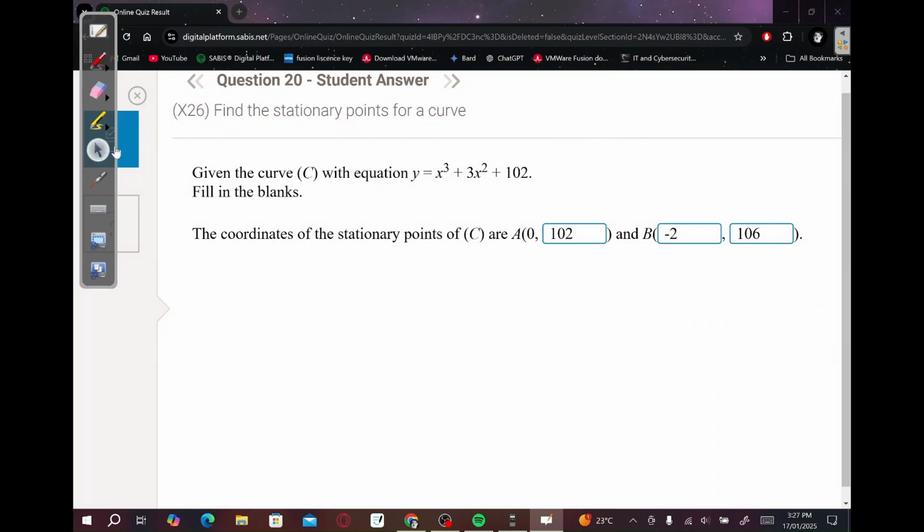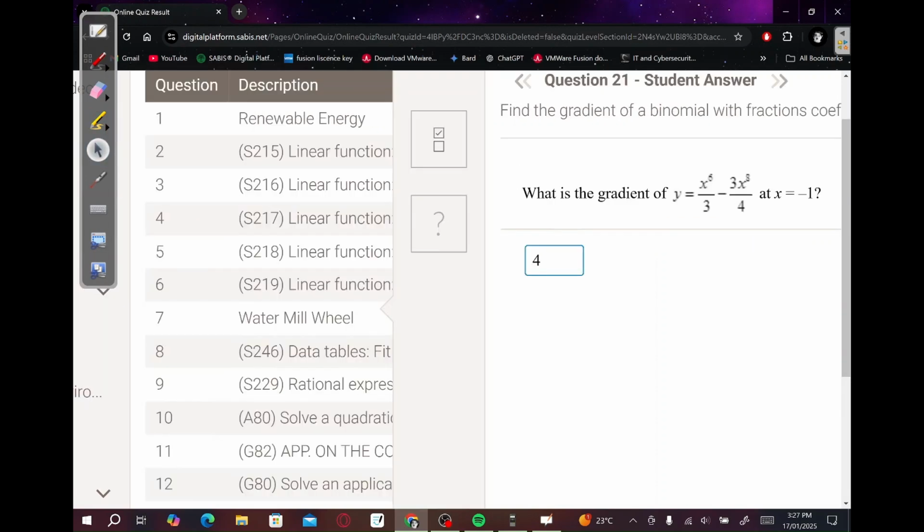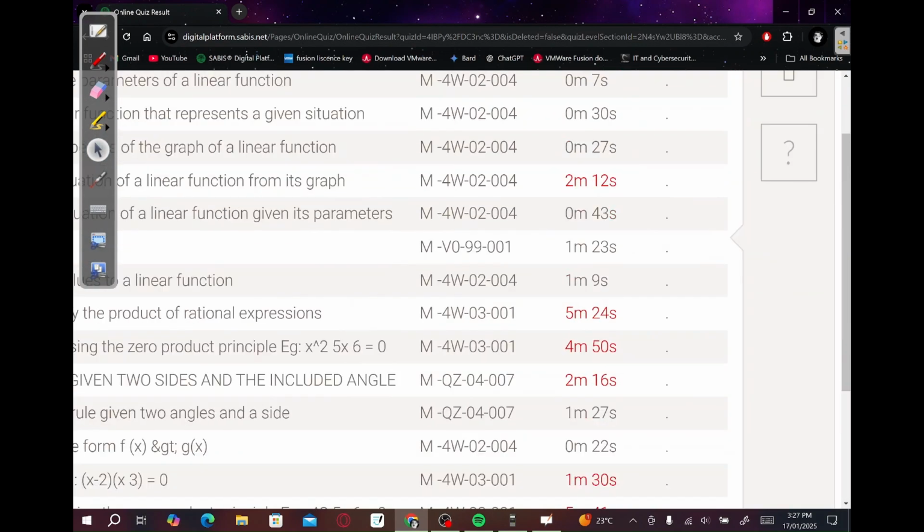Okay, question 21, which I think is the last one. Does it go to 21 or 31? Oh no, it goes to 22. Never mind. Okay.